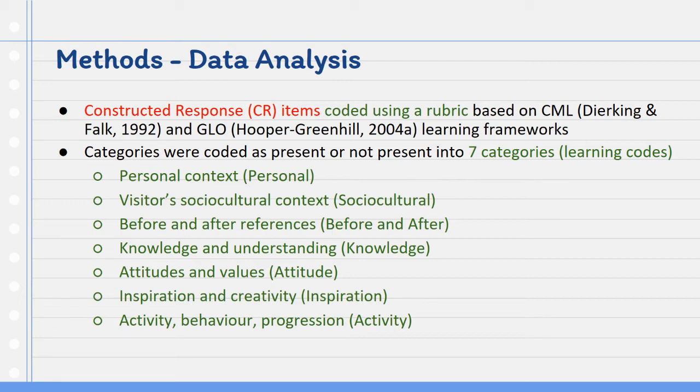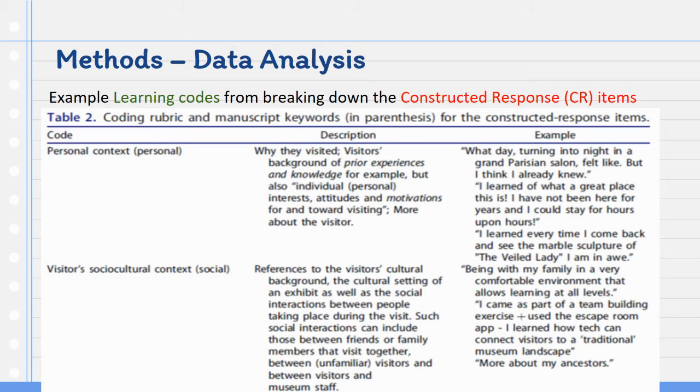And the word written in brackets is how they will appear in tables. Of the 7 learning codes from the rubric, here are some examples for context. The personal context code included responses about the visitor in terms of why they visited, their interests, their attitudes and motivations for visiting, etc.